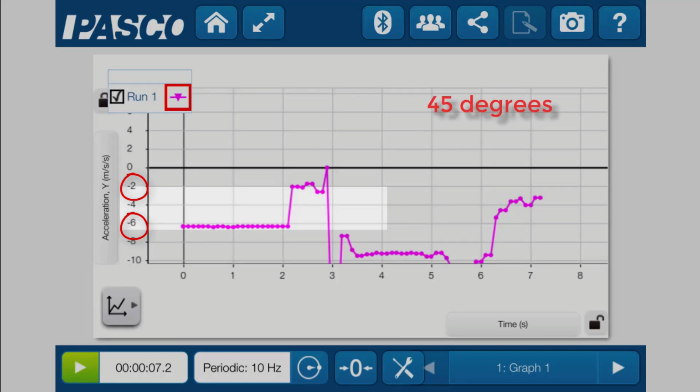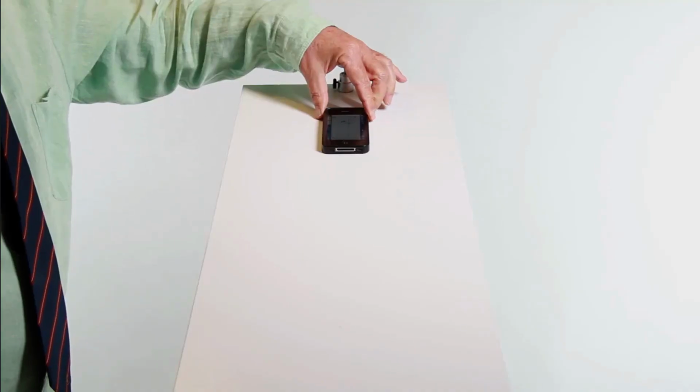In this example, the slide is 45 degrees, so the reading is between negative 2 metres per second squared and negative 6 metres per second squared, or a difference of 4 metres per second squared. The strategy is to slide the phone down the plank at 3 different angles, graph the results and extrapolate to 0. So let's do it.